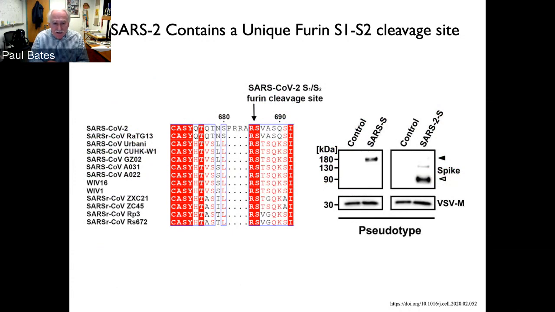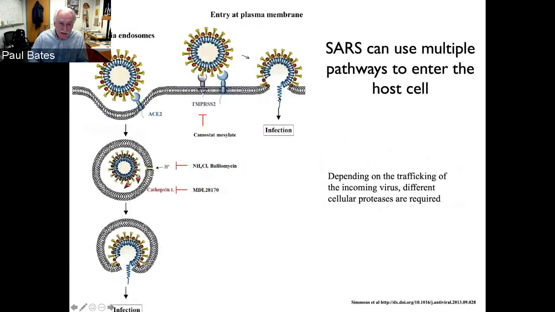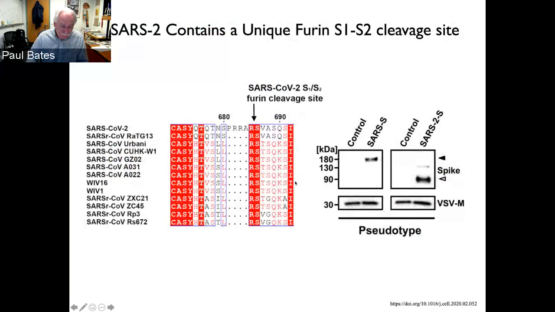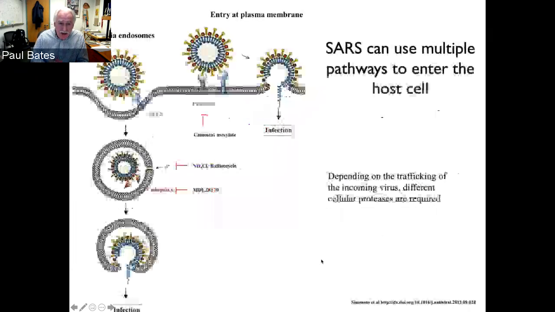But the difference was not great. And so it's still, I think, and until we put these into an animal model, a robust animal model that recapitulates disease, we really don't know whether this virion site contributes to the pathogenesis or even the transmissibility of the virus.